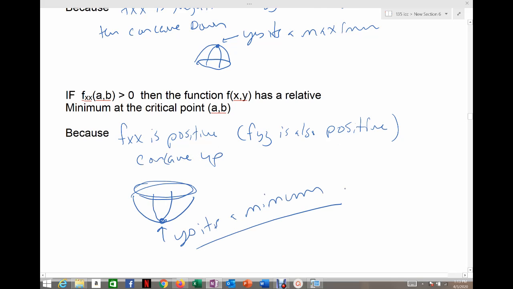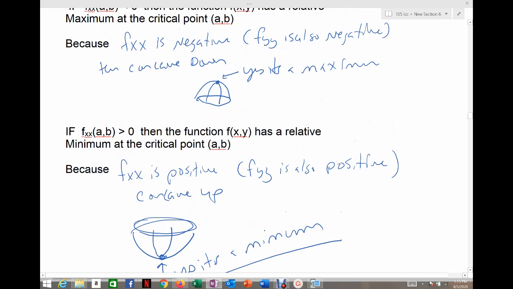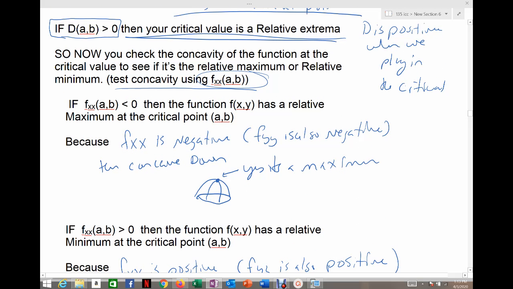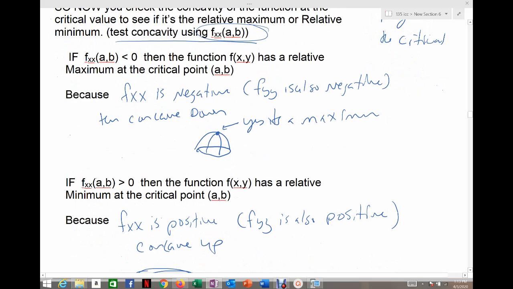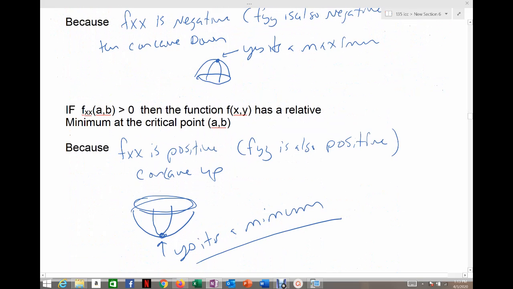So those are the two things that can happen if the D test comes out positive. I plug my critical value into my D formula, it came out positive, and then I check to see, so that means it's turning the same way. If it's turning where it's concave down, maximum. If it's turning where it's concave up, minimum.